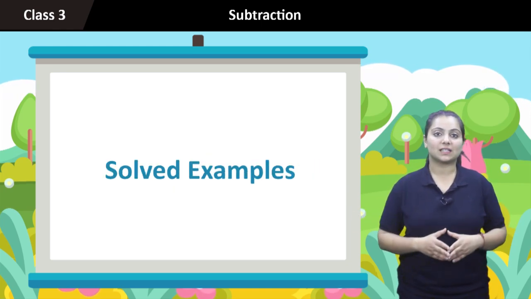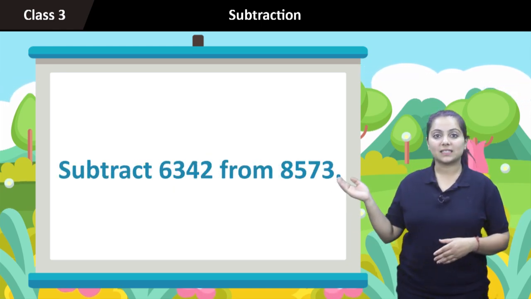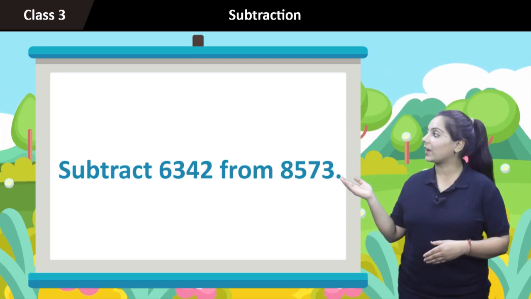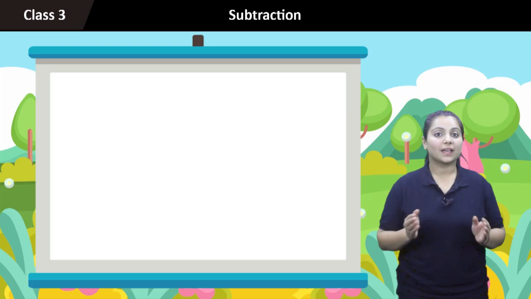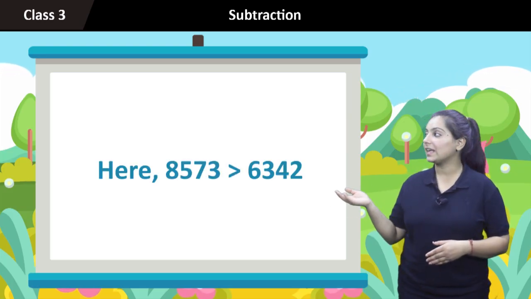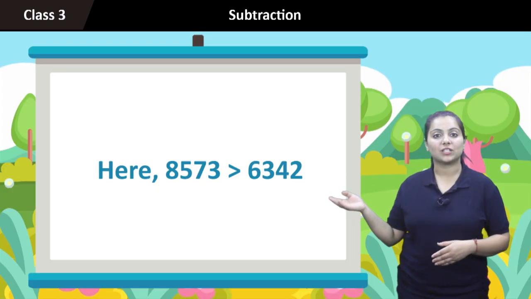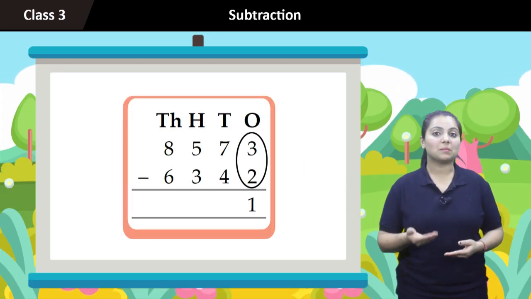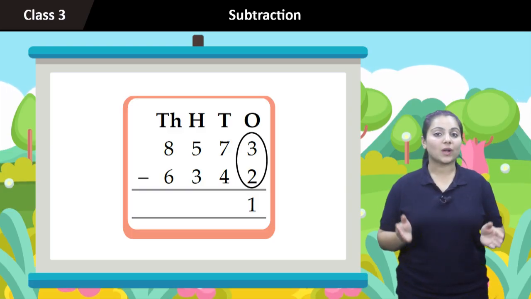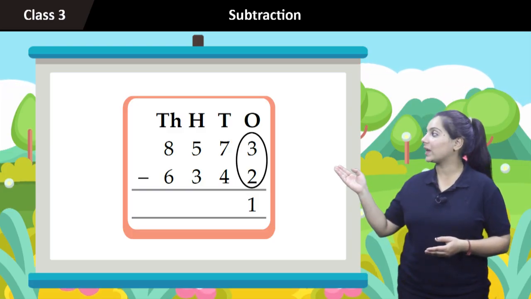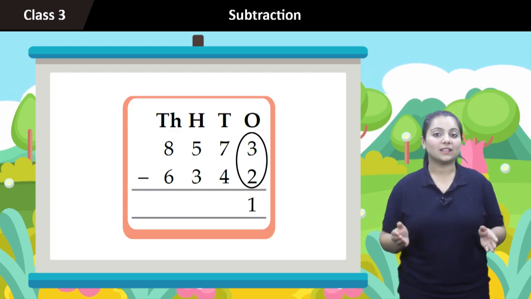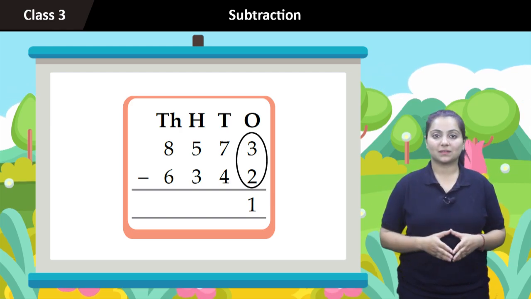Solved example. Subtract 6,342 from 8,573. Here, 8,573 is greater than 6,342. Arrange the numbers in columns and then follow these steps. Subtract the ones. 3 ones minus 2 ones is equal to 1 one. Write 1 under the ones column.